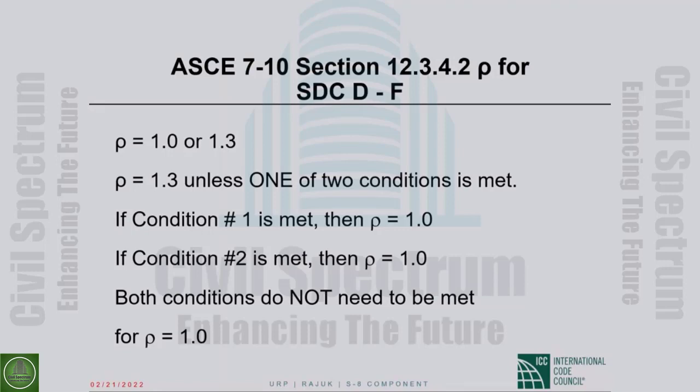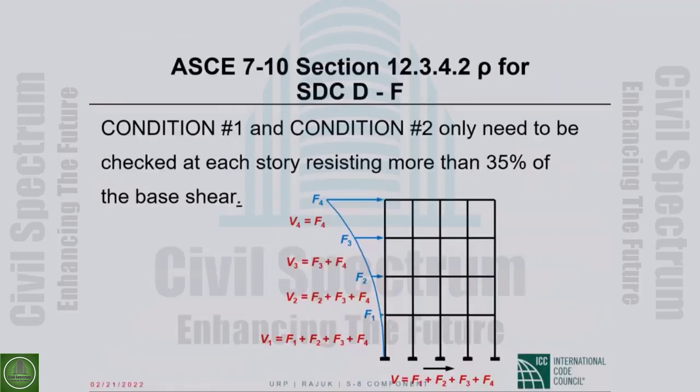Okay, if condition number 1 is met, then rho is equal to 1. If condition number 2 is met, then also rho is equal to 1. Both conditions don't have to be met. So unless you meet condition 1 or condition 2, your rho is equal to 1.3. This meeting of condition 1 or 2 doesn't have to be checked for the top stories of the building.